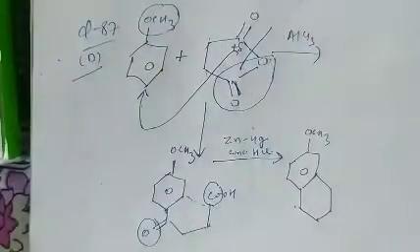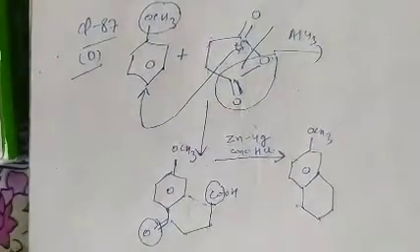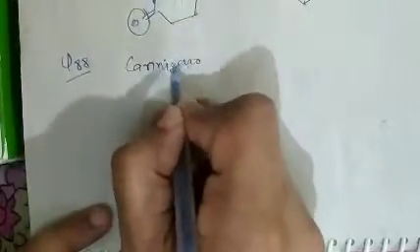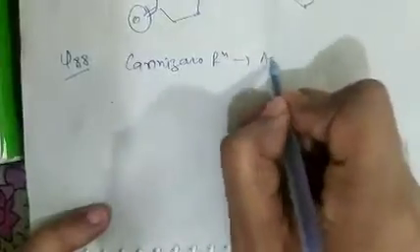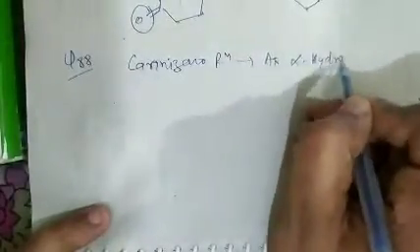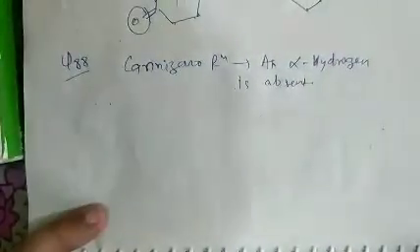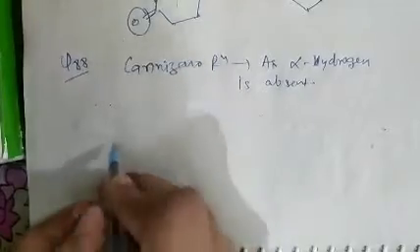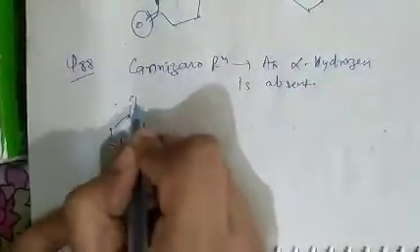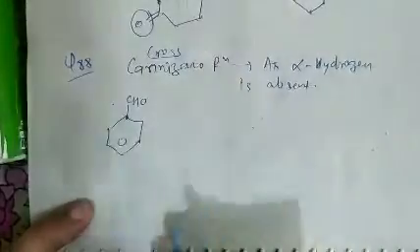See question number 88. In question number 88, what is given there? Question number 88 is basically a mixture of benzaldehyde and formaldehyde with aqueous NaOH. As we know, this reaction is the Cannizzaro reaction, as alpha hydrogen is absent. So when benzaldehyde and formaldehyde are used, this is a cross Cannizzaro reaction.